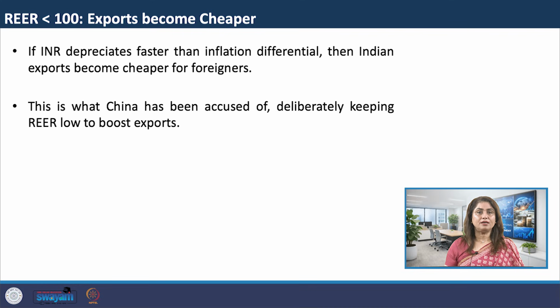This is precisely what China has been accused of. It is deliberately keeping its REER low to boost exports. China can keep its REER low if the nominal exchange rate depreciates or is prevented from appreciating more than the rise in the domestic prices.